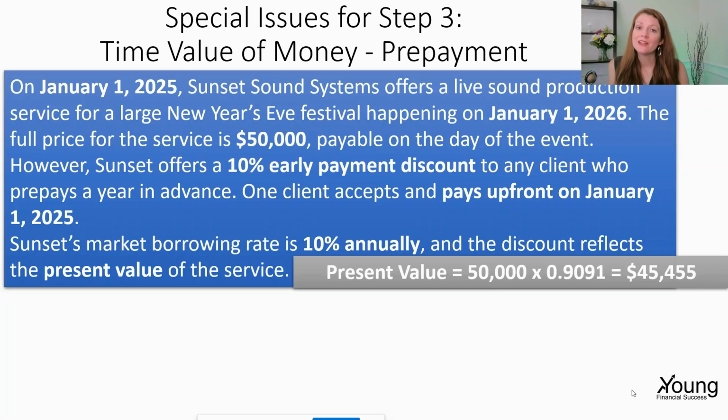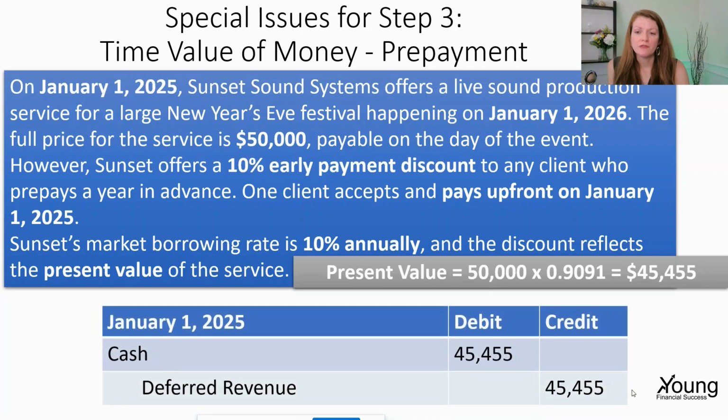If you don't remember how to use the present value table, go back to chapter 5 where we talk all about the time value of money, and that will help you learn how to use these tables. So when we multiply the 50,000 by that, the present value is going to be $45,455, which is the discount that they are giving, allowing the client to only pay $45,455. So on January 1st, 2025, when they make this contract for one year out, they're giving the client a discount.